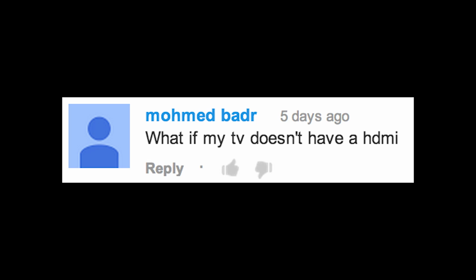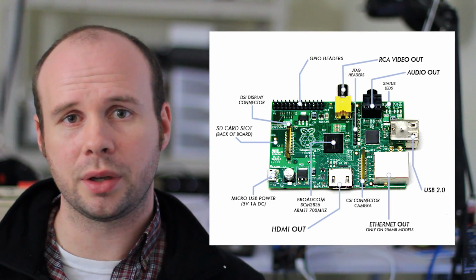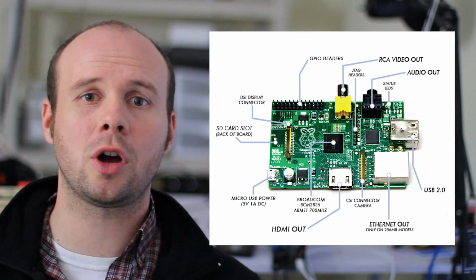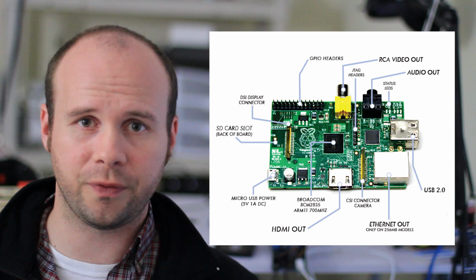What if my TV doesn't have HDMI? Then you're pretty much limited to the Raspberry Pi, which not only has an HDMI output, but also has an RCA composite video output.